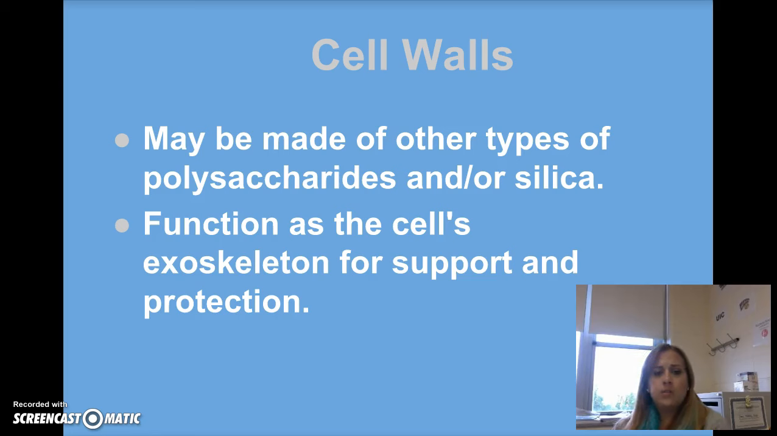So cell walls can be made of polysaccharides or silica, and they are really important for a cell's exoskeleton. They aid in support and protection. Support is going to be super important when we look at really large plants, like some really big trees. They need to have a way to support themselves against gravity. Cell walls are really important for that.